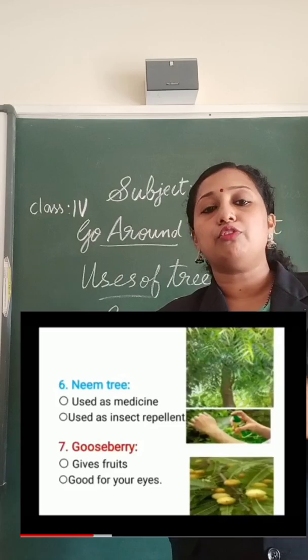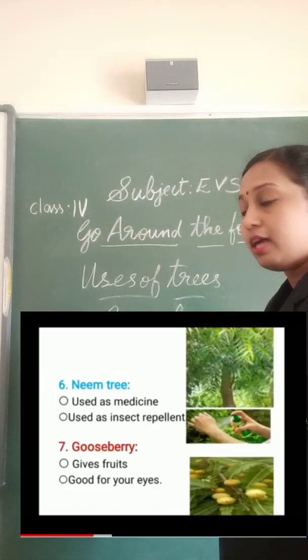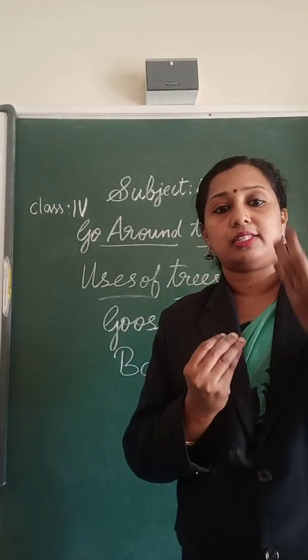So gooseberry is good for our eyes. Gooseberry is also known as amla. It is used as a fruit and it is good for our eyesight.